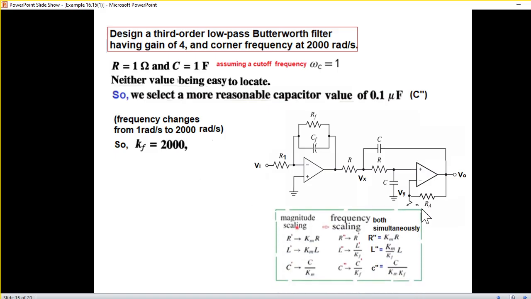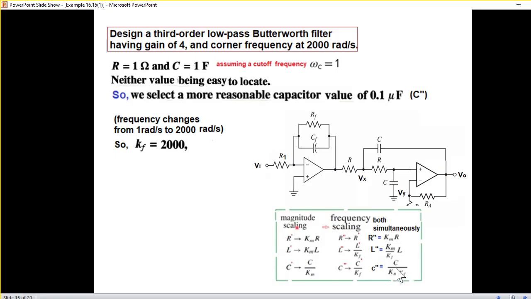And this formula is given in the book. I have also explained it in one of my videos for example 16.14. These are for the magnitude scaling. This is for the frequency scaling. And this is for when we are doing both frequency and magnitude. In this case, we will be using this formula because we are doing the magnitude and frequency both.